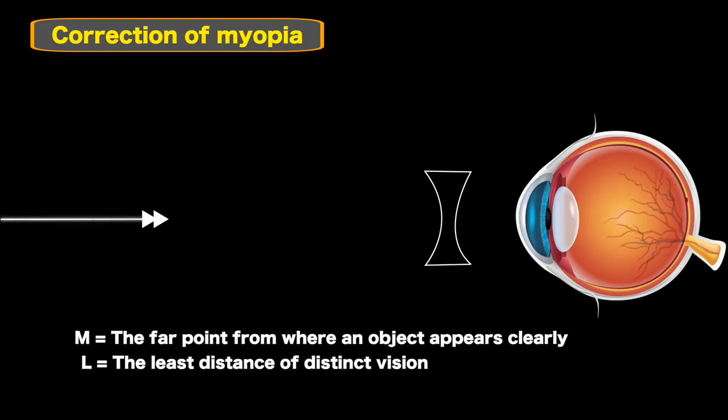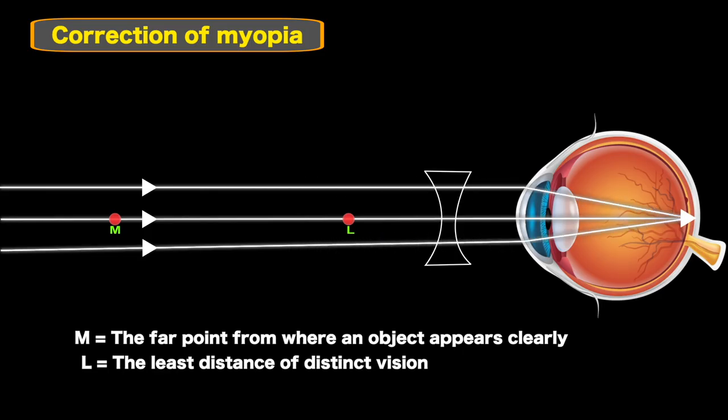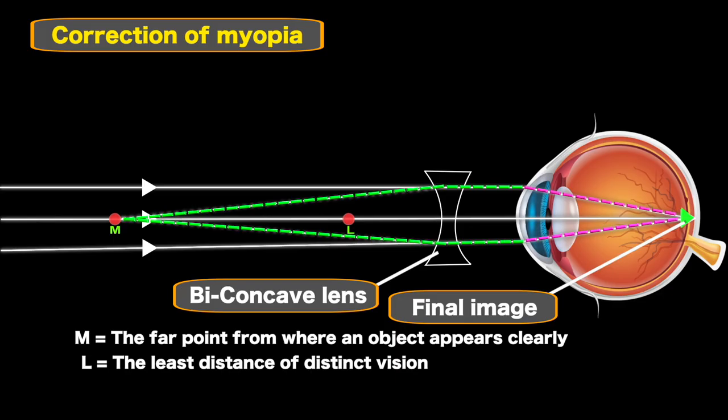To correct the vision defect of myopia, we need to select the lens which forms an image at the far point of an object at infinity. We need to select a biconcave lens to achieve this. This image acts like an object for the eye lens. Hence, the final image is formed on the retina.